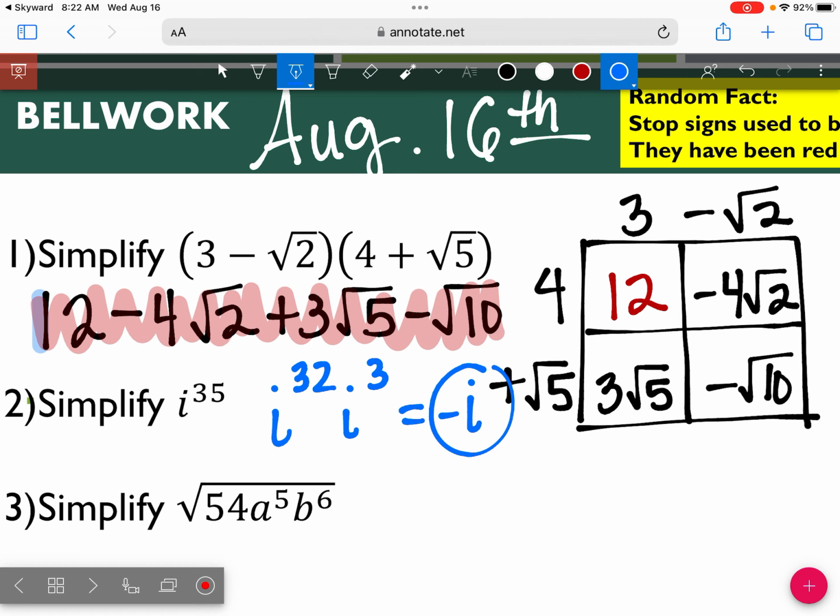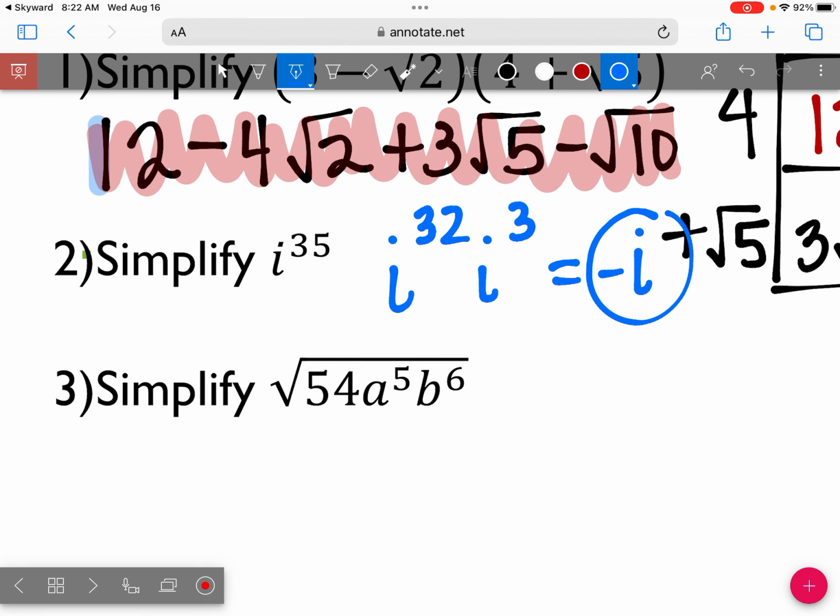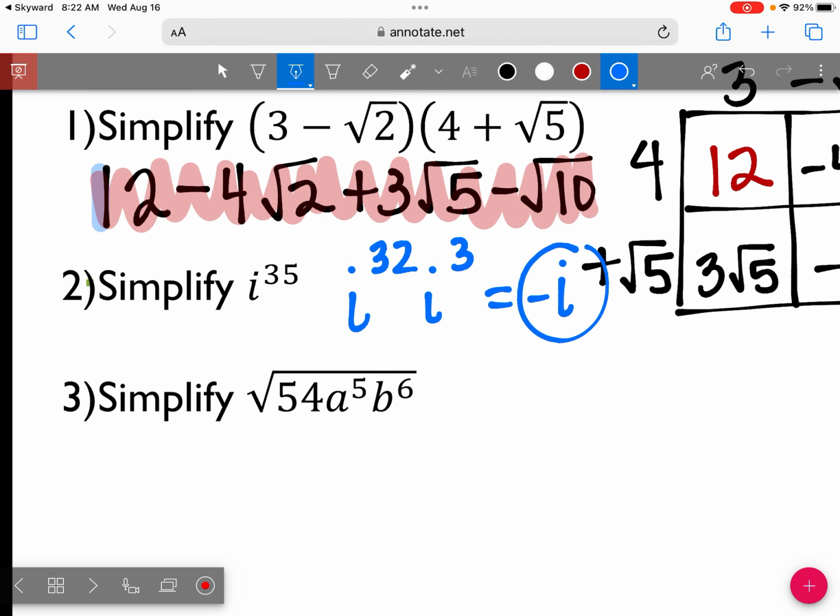All right, and for our last one, number 3, let's go ahead and break this apart. We have 3 things. So -1i is the same thing as -i. It's kind of like saying -1x, that's the same thing as -x. Okay. So our last question, we have the square root of 54.